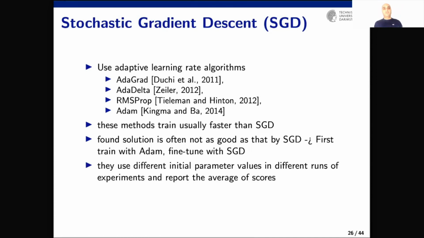But how should we solve the problem with random initial values? The answer is that we can use different initial parameter values in different rounds of experiments, and then we report the average of the scores. So in the first run, we use theta 1, and in the second run, we use theta 2 to initialize our parameters. We complete each run and all experiments in each run to compute the performance, right? And at the end, we report the average performance over these samples.